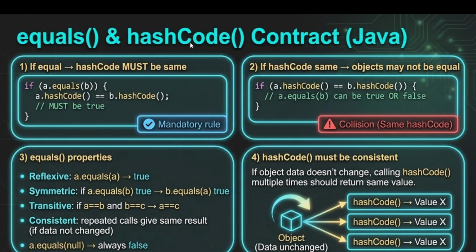Equals and hashCode contract. If objects are equal, their hash codes must be the same. In this case, if A equals B, then the hash codes must be the same. If the hash code is the same, objects may not be equal.